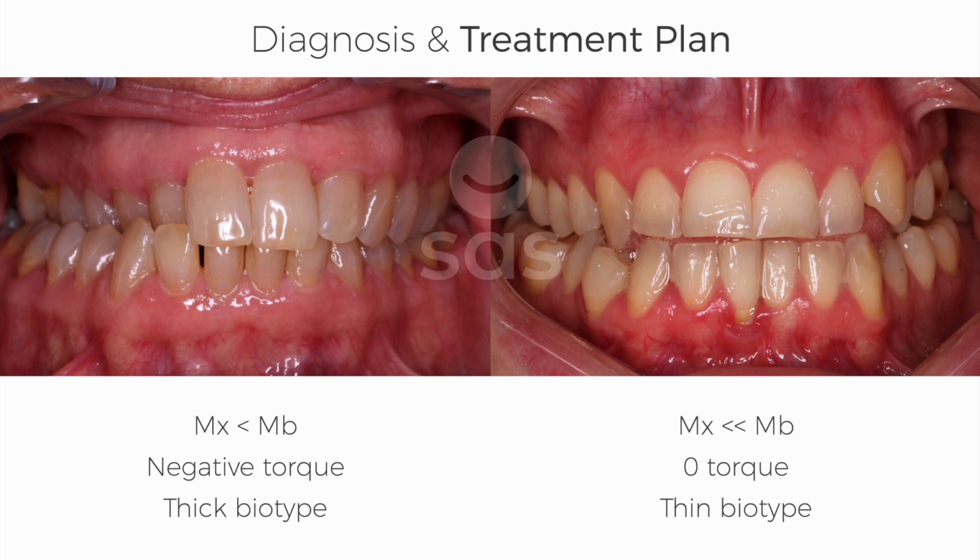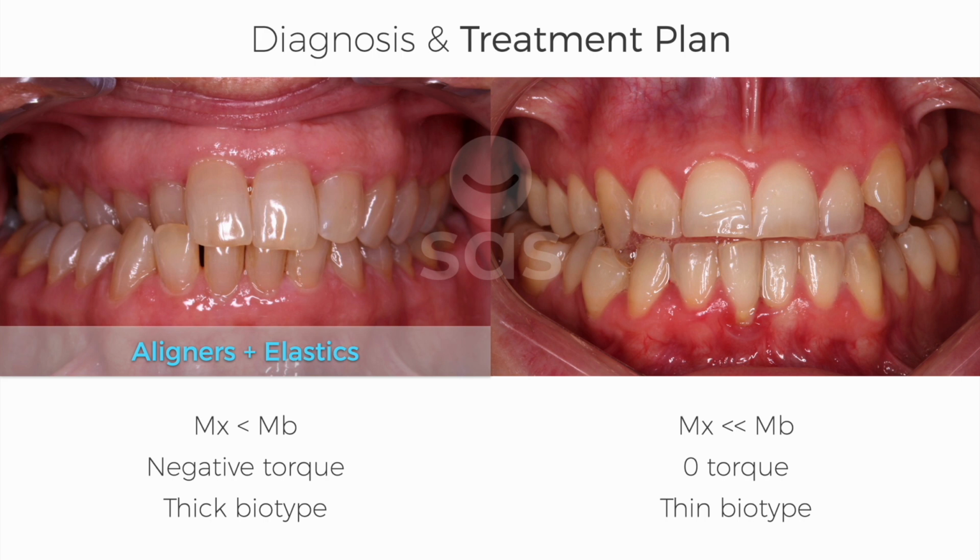In the first picture, we can see a narrow maxillary bone, negative torque, and a thick biotype. If you notice, the upper right second molar serves as a guide to determine the quantity of expansion. This case is easier than we could expect, so we decided to treat it just with aligners and elastics.